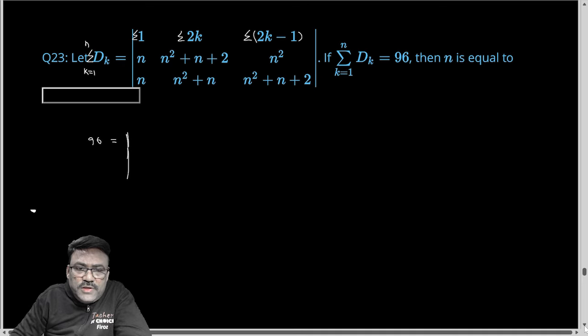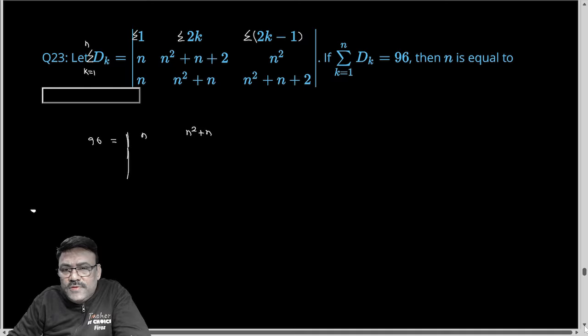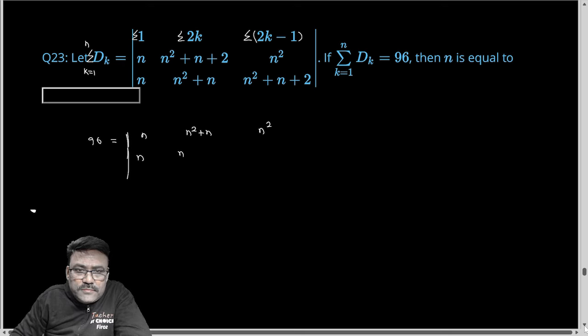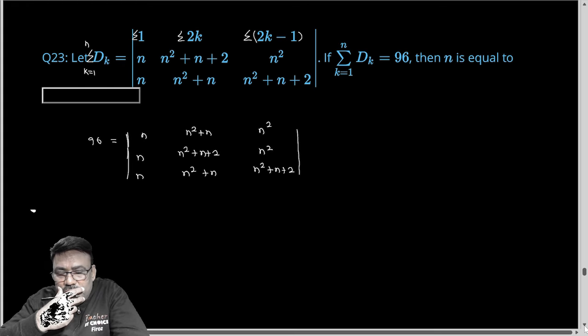Summation 1, of course, n. Summation 2k, of course, n into n plus 1, which is n square plus n. Summation 2k minus 1 is the sum of odd natural numbers. The first n odd natural numbers sum to n square. Now I have n, n square plus n plus 2, n square, n, n square plus n, n square plus n plus 2.